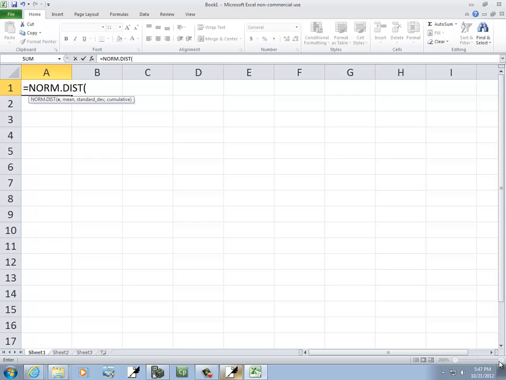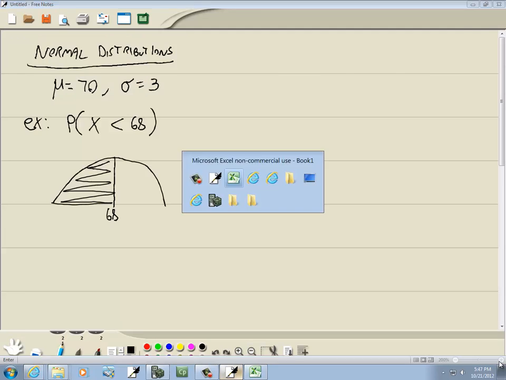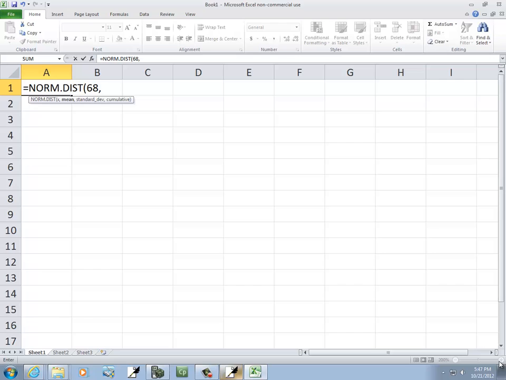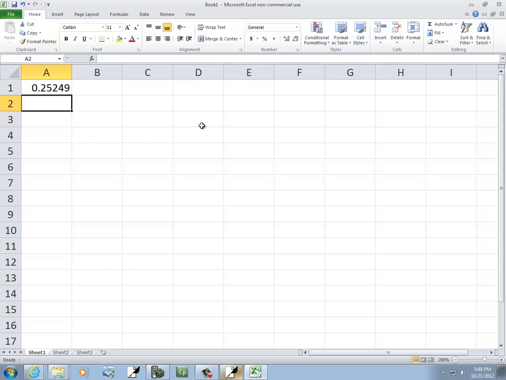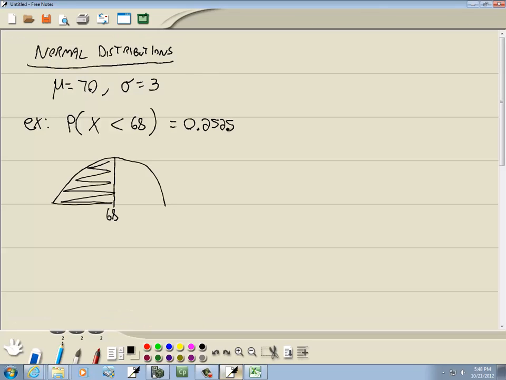Now here it's asking us, and this is based upon the area to the left, so it's asking us the x value. Well, the x value we have here is 68, comma, our mean, which is 70, comma, our standard deviation, which is 3, comma, cumulative, you can put 1 there, or actually you can type true, and then close parentheses, and then enter. And that'll give me my probability. So the probability that x is less than 68 is 0.2525. Okay, that's our first case.